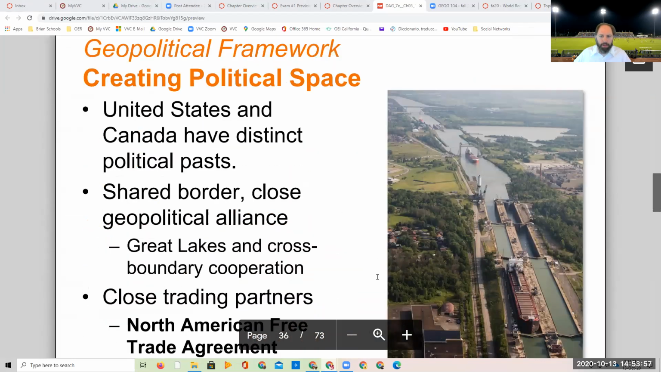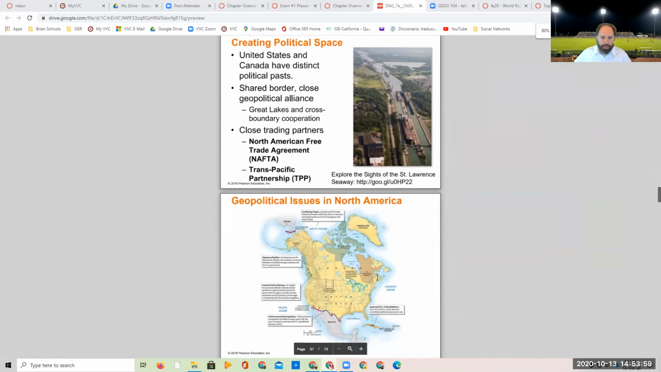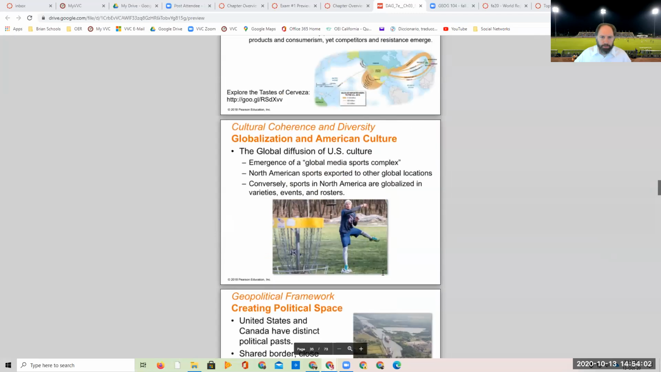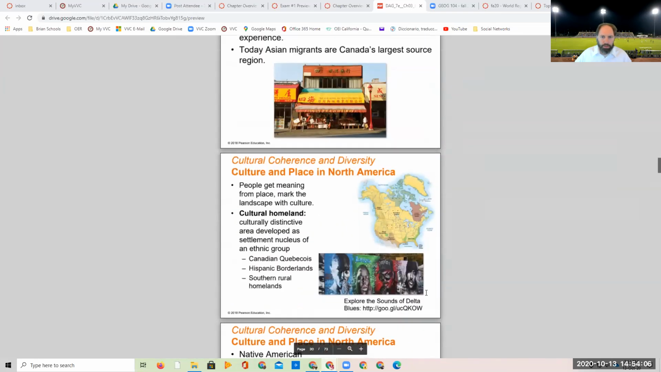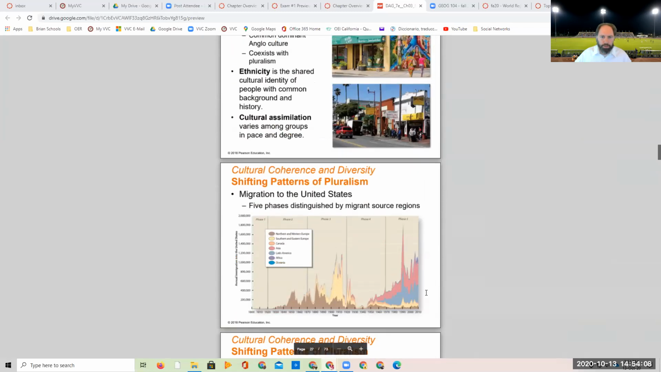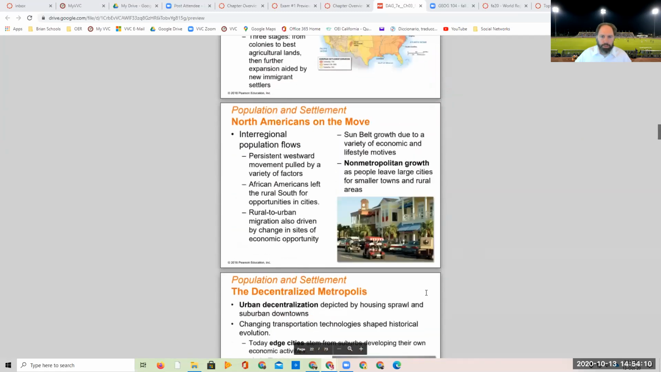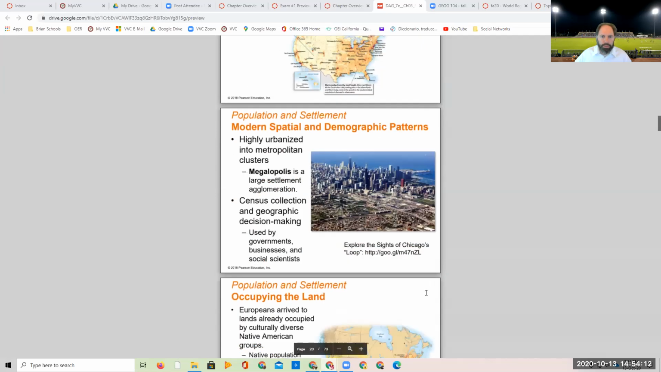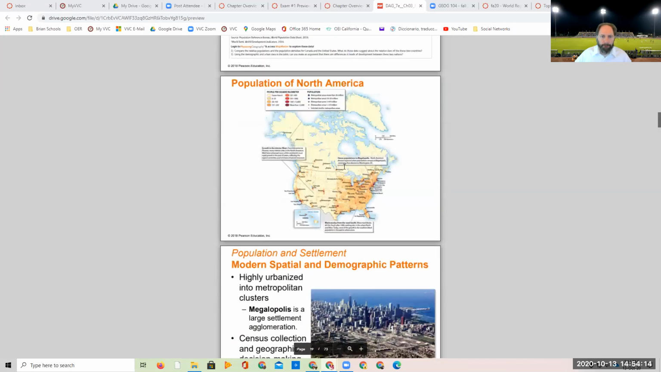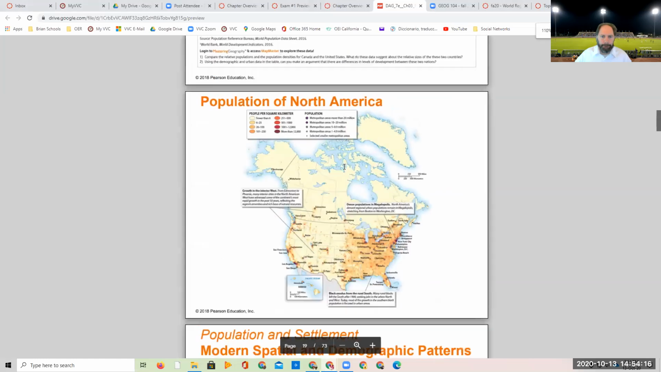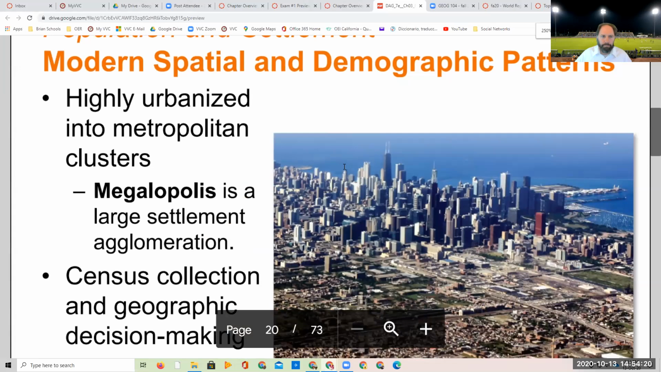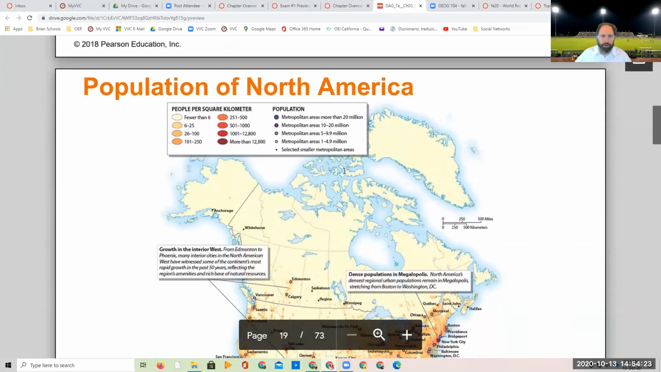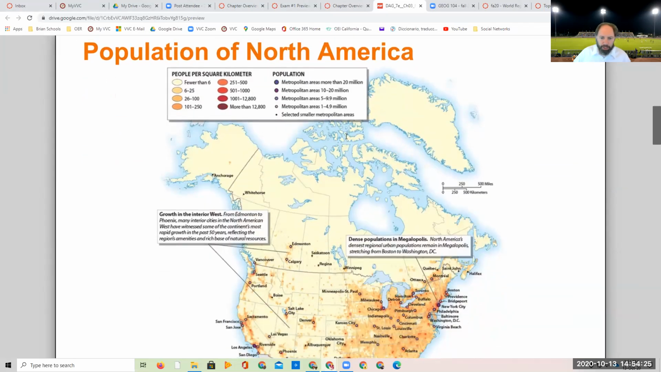Okay, the next essay, let's see, geopolitics. I'm trying to find population here. We'll deal with population, that's immigration, cities. There we go. All right. So here's the population of North America.